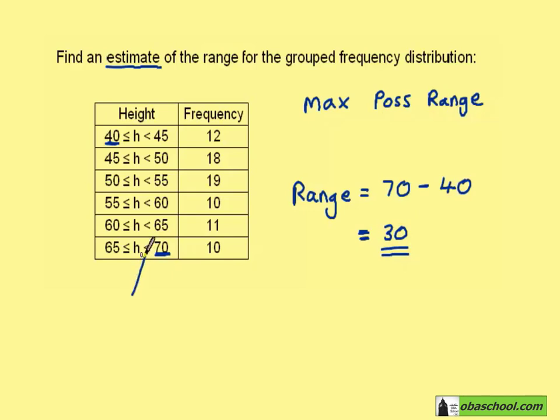You may notice here that this says less than 70, not less than or equal to. But bear in mind that the height could be 69.99, so we just use 70.